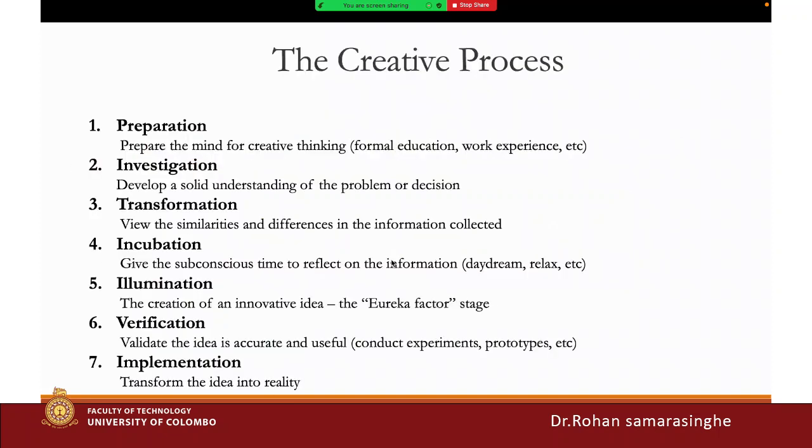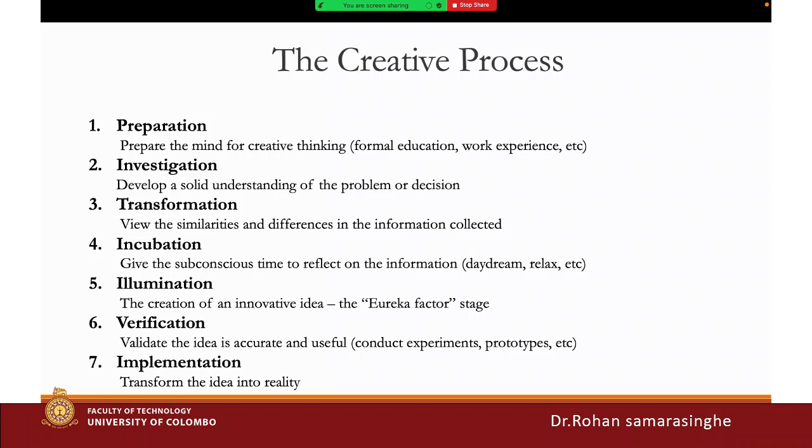Let's see one by one. The preparation means preparing the mind for creative thinking. Formal education: when you get an idea, unless you have the knowledge, or if you want to know more in this field, you will have to read the books and refer to research papers, as we normally do. We will download all the research papers related to that idea, and see how they did it and what technology they used. That is investigation.